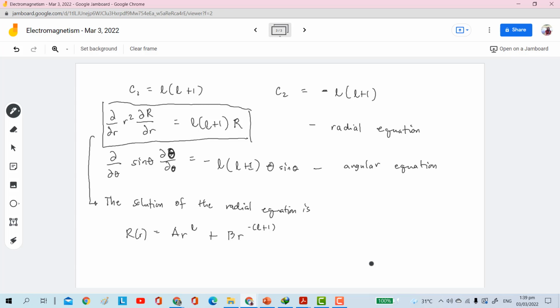Or we can rewrite this. You can rewrite r as a multiplied by r raised to L plus b divided by r. So there is a minus sign, right? So r to the minus 2 can be 1 over r squared. So r raised to the power of L plus 1. Okay, so this is now your r.